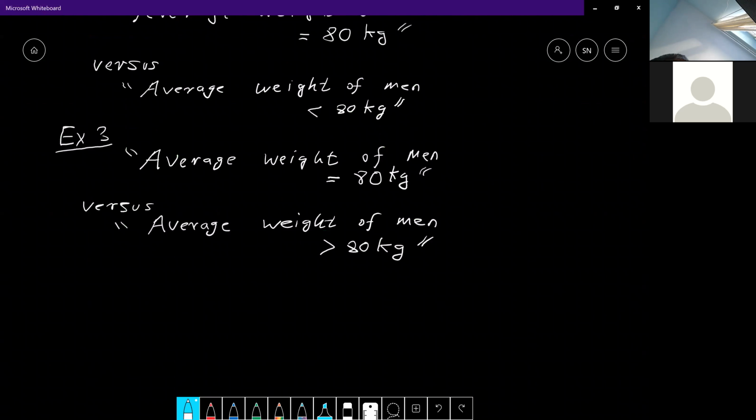Let me use my handwriting. My handwriting is getting poorer every day, but I'm trying. It's not easy to write on an iPad, as you know.